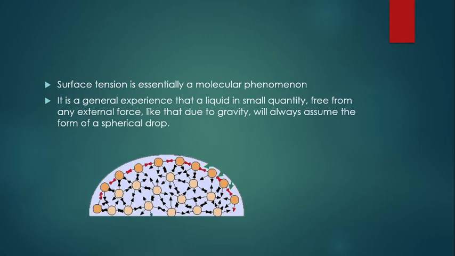So, coming to a proper definition, it is a general experience that a liquid in small quantity, free from any external force like that due to gravity, will assume the form of a spherical drop. So, while considering surface tension, the points that we should remember are that surface tension is only a molecular phenomenon and it is free from any external force, and due to this the surface of a liquid behaves like a stretched membrane and will always assume the form of a spherical drop.